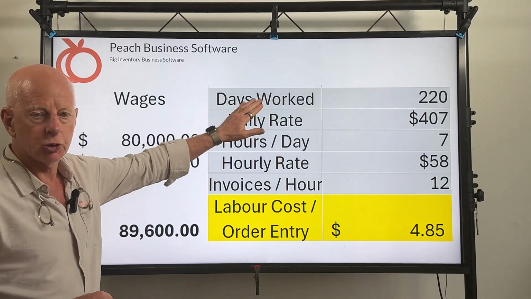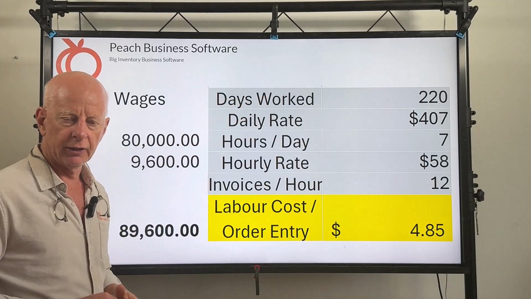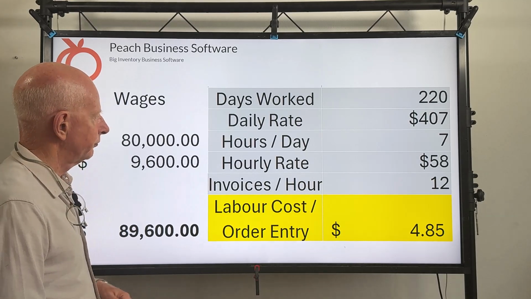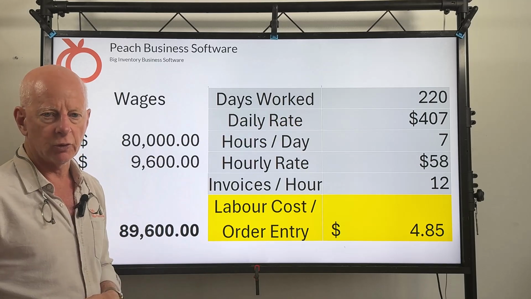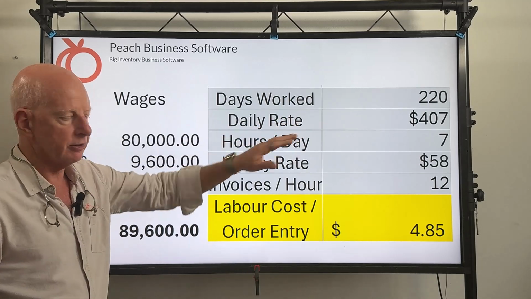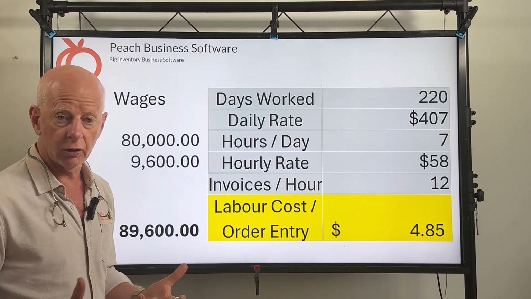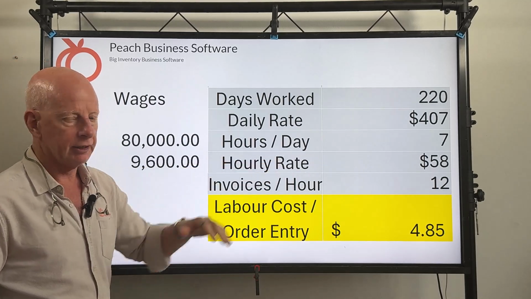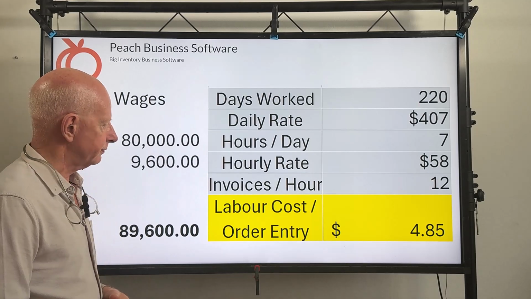That's 90 grand a year plus things like workers' compensation and so on and so forth. You get about 220 days out of an employee. That takes into account weekends, public holidays and annual leave. So that brings the daily rate to about 400 bucks. You get about 7 hours a day out of an employee. If you get more, then you're probably paying them more. And that gives you an hourly rate of around about $58.